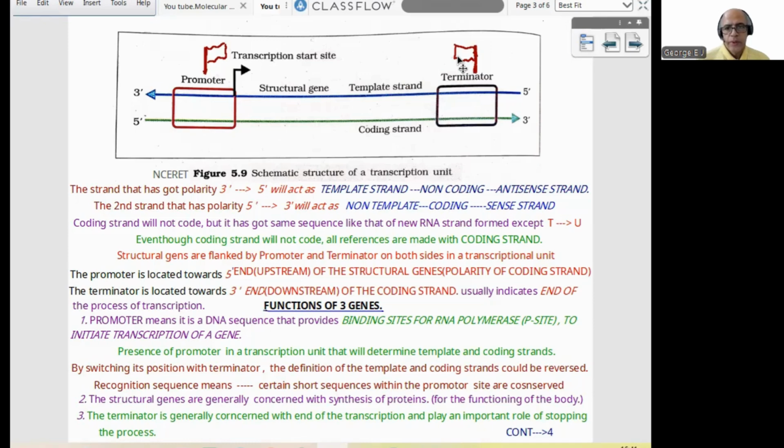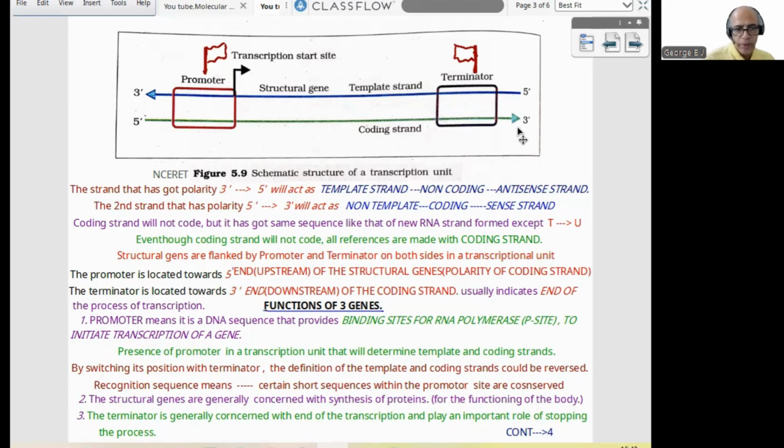Now, next aspect. The promoter is located towards the 5' end, otherwise called upstream of the structural gene, and this refers to the polarity of the coding strand. So this area is the promoter. The reference is with the coding strand. The terminator, coming to this end, is located towards the 3' end. See, the coding strand 3' end. It is called downstream of the coding strand, and that usually indicates the end of the process of transcription.